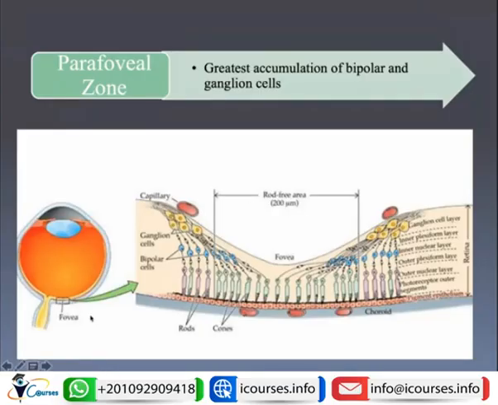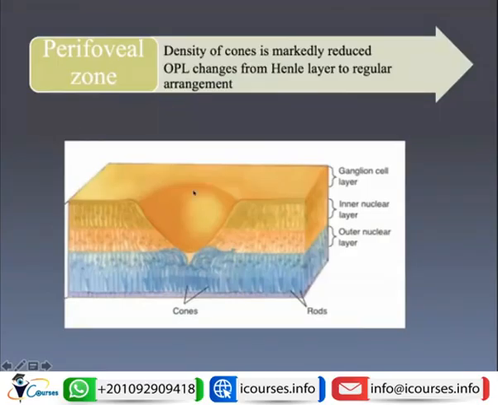However, when we change to the perifoveal region, we are now away from the central fovea, so the density of the cones decreases markedly. You can see here that at the area of the fovea and parafovea, the cones are densely packed. However, when we reach the perifoveal region, the density of the cones decreases. Also, the outer plexiform layer changes from the Henle layer configuration.